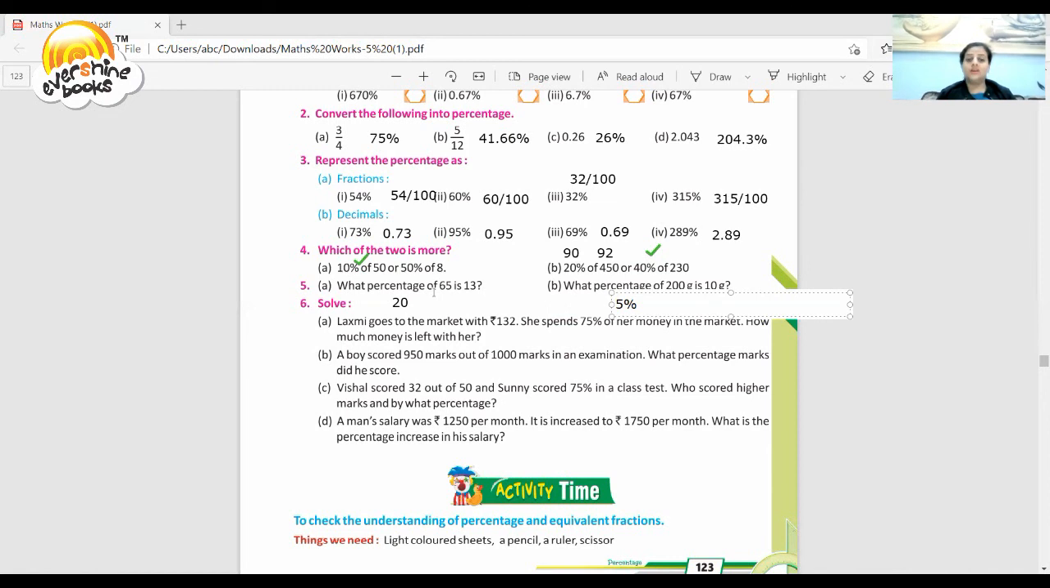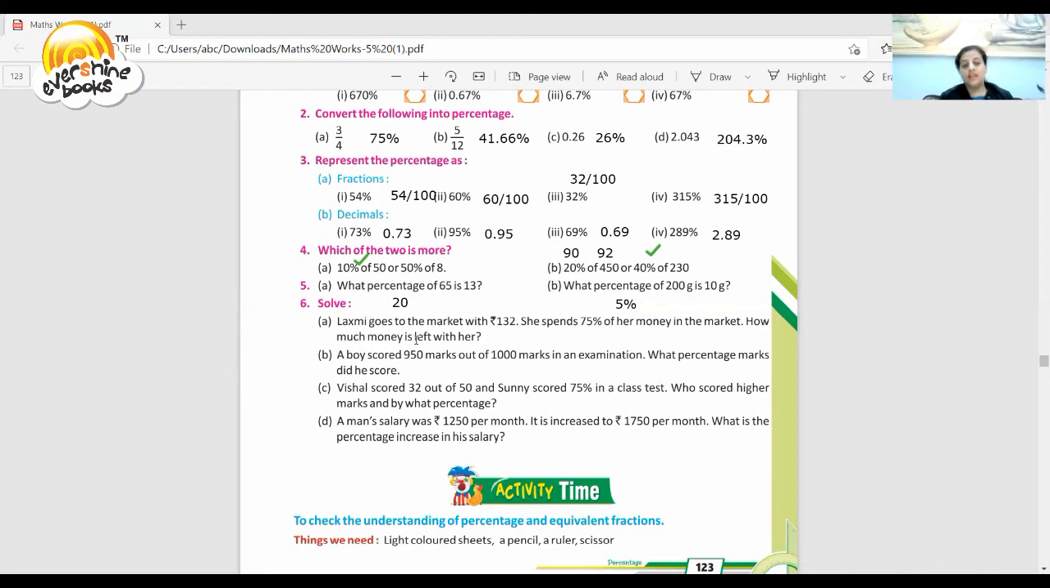Now it is asked which of the two is more, 10% of 50 or 50% of 8. So 50% of 8 is 4 and 10% of 50 is 5. So 5 is more. So just tick it. 20% of 450 is 90 and 40% of 230 is 92. So this is bigger. What percentage of 65 is 13? That is 20. Now, what percent of 200 gram is 10 gram? 10 gram is 5%.